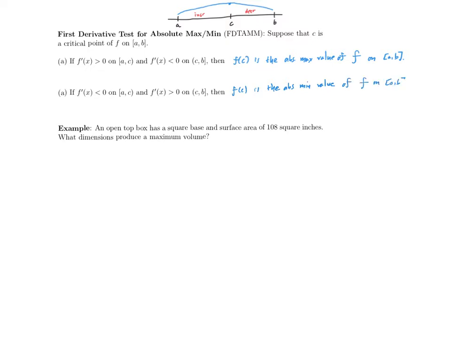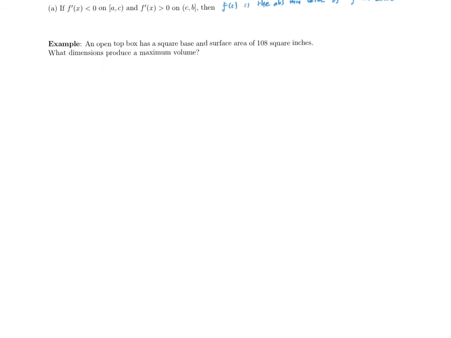So let's go ahead and dive into another example and see how this can naturally arise. So we have the following scenario. An open top box has a square base and a surface area of 108 square inches. What dimensions produce a maximum volume? So we want to maximize the volume of some open top box that has a prescribed surface area.